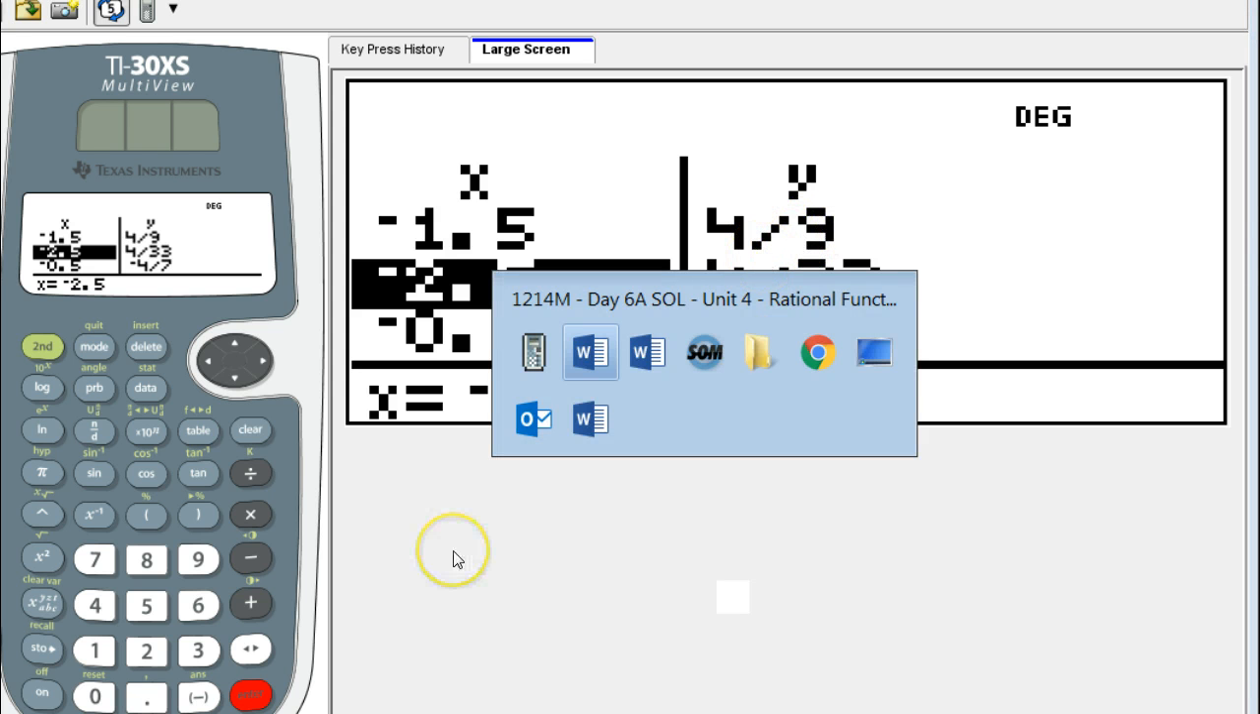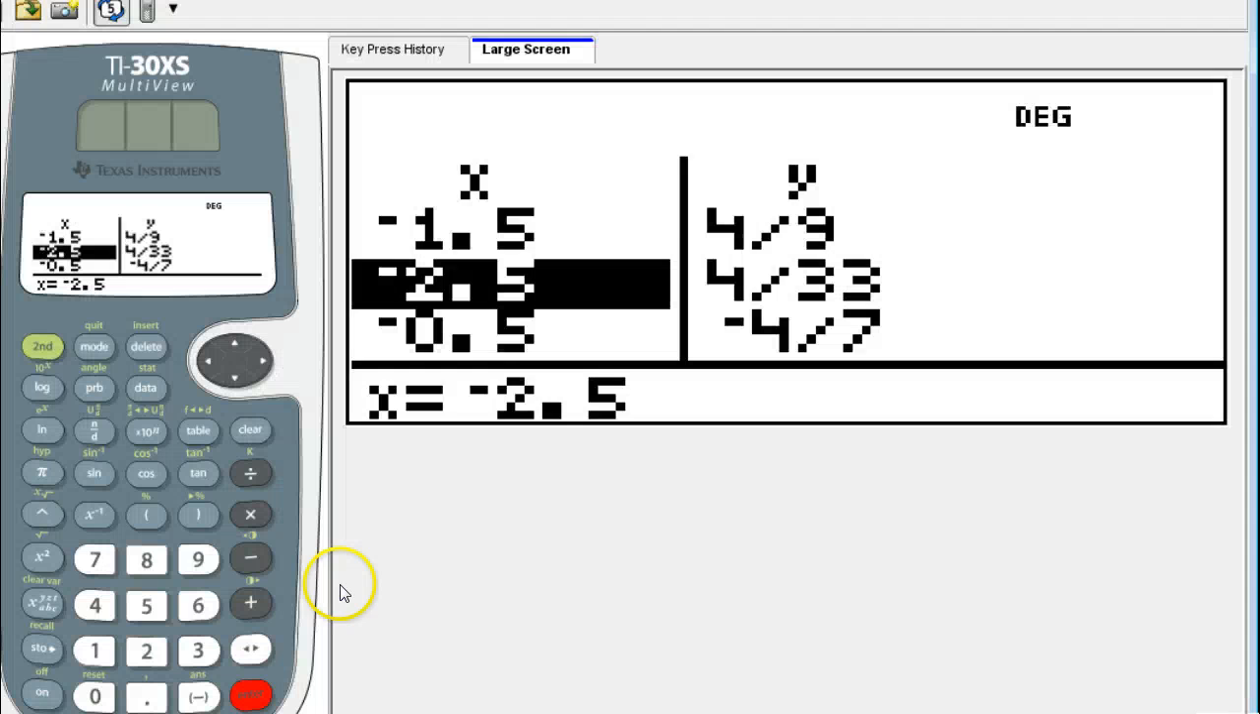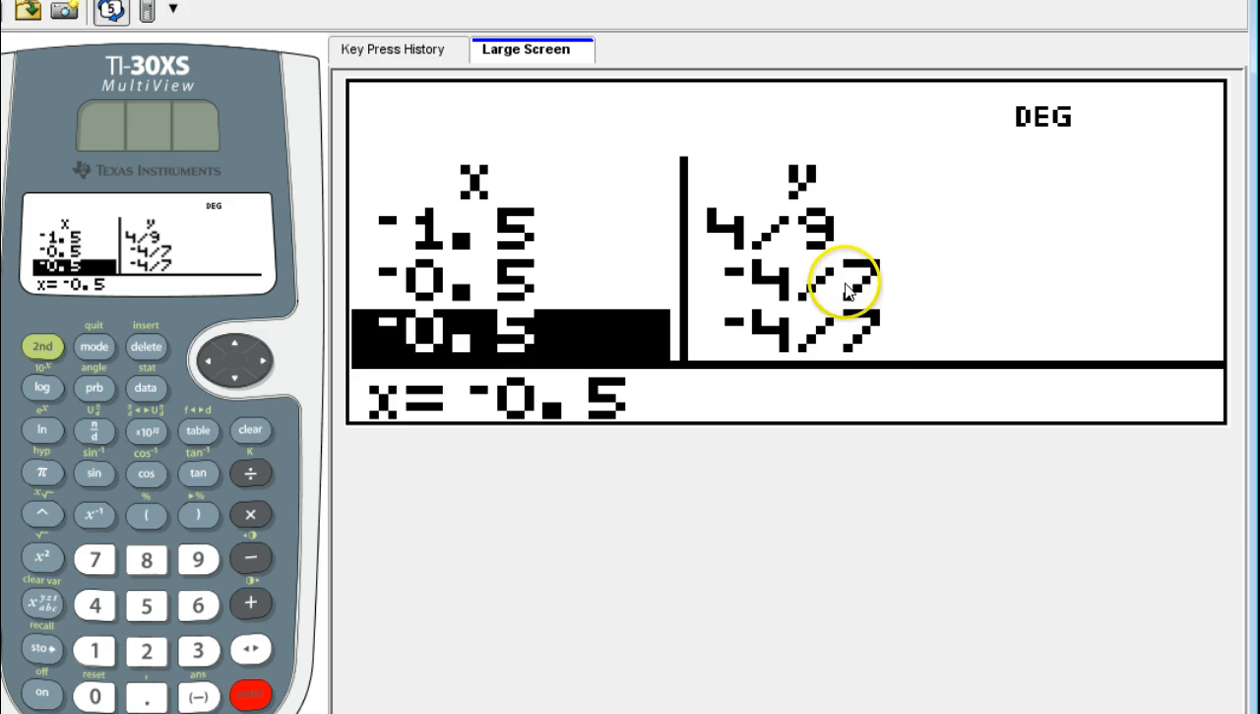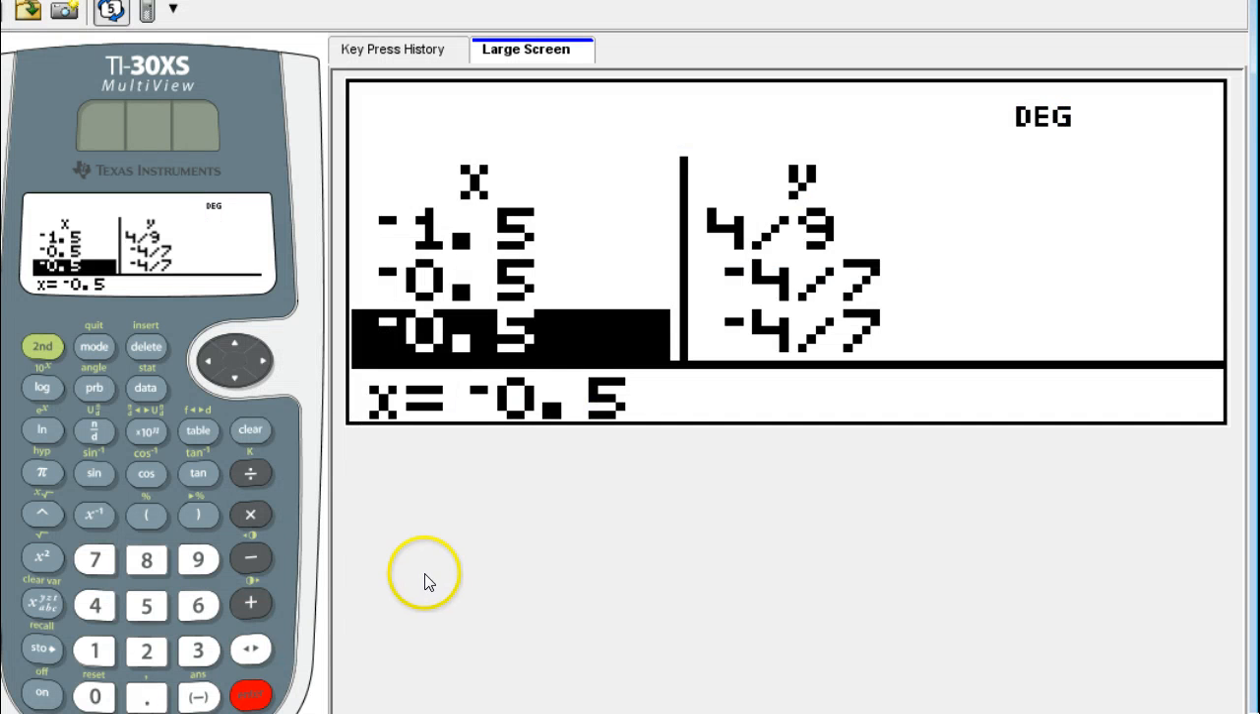Going just a bit to the right of the vertical asymptote, just a bit to the right would be negative 0.5. So let's see, negative 0.5. And I see that value right there. Now, coming over to the other vertical asymptote, which is at 3, just a decimal to the left would be 2.5. So I definitely want to do that, 2.5.